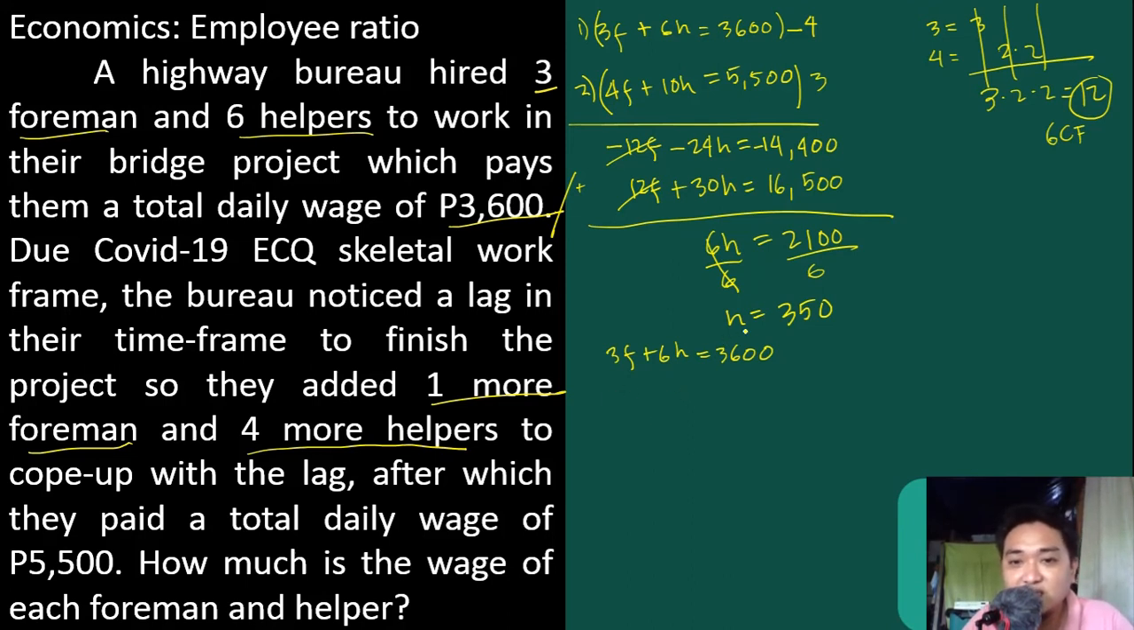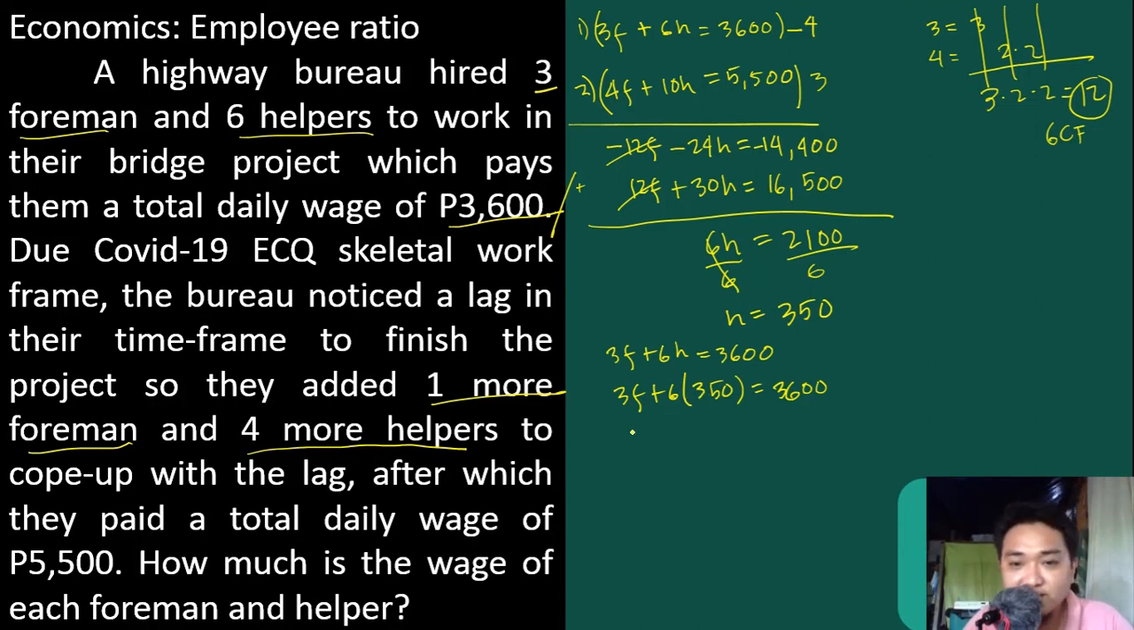So again, using the value of h, which is 350, 3f plus 6 times 350. The value of h is equivalent to 3,600. Ayan.